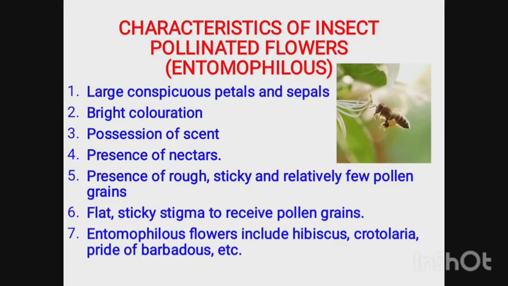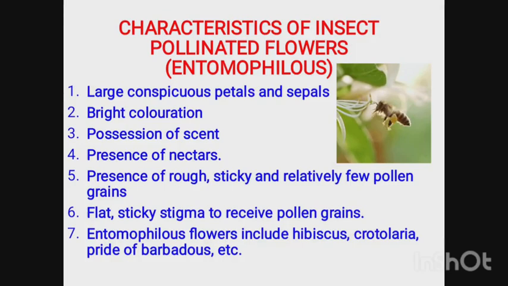And number six, they have flat, sticky stigma to receive pollen grains. The stigma of the insect pollinated flower is always sticky so as to what? To receive. They are flat and sticky so as to be able to receive the pollen grains that are dumped on them so that they won't fall off. They're sticky. Then number seven, the entomophilous flowers include hibiscus flower.